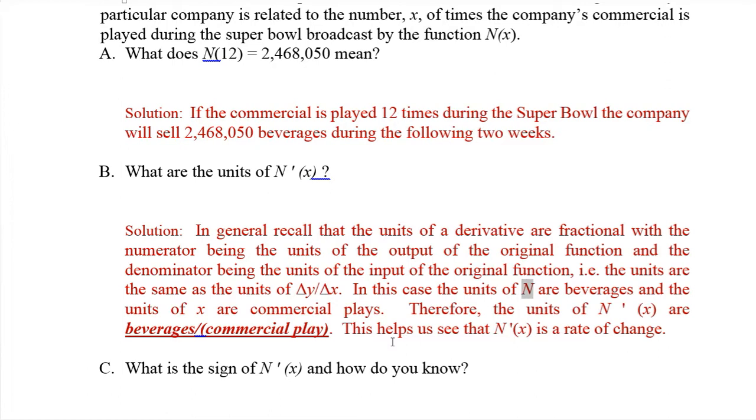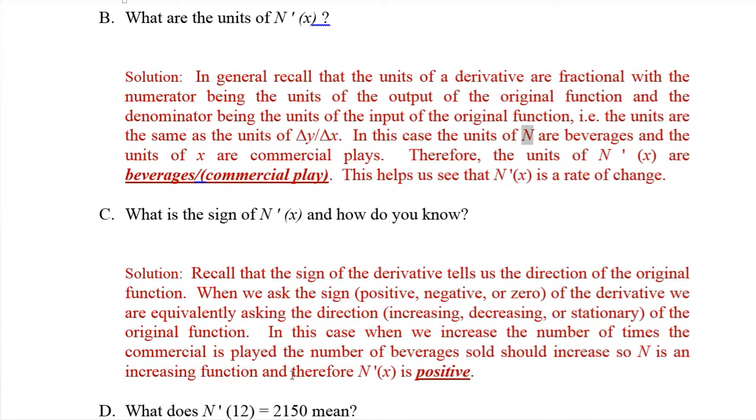Well, when I'm asking about the sign of N prime, I'm asking about whether N is increasing, decreasing, or constant. So let's think of it that way. If we increase X, will N go up, down, or stay the same? Well, X is how many times they play the commercial. What they're hoping is that if they increase the times the commercial is played, they're going to somehow increase their sales of the beverage. It would have to be an extremely bad commercial to make the beverages decrease, and it might not have any real effect, but it's probably going to have some positive effect where the N is going to increase whenever you increase the X. So N is an increasing function of X, and so that makes its derivative have a positive sign. So N prime of X is positive.